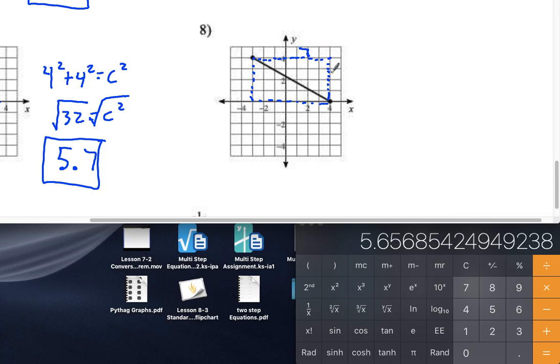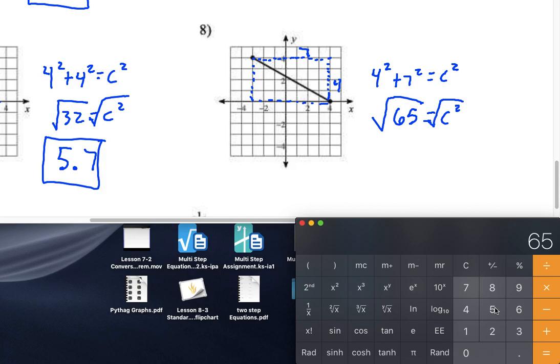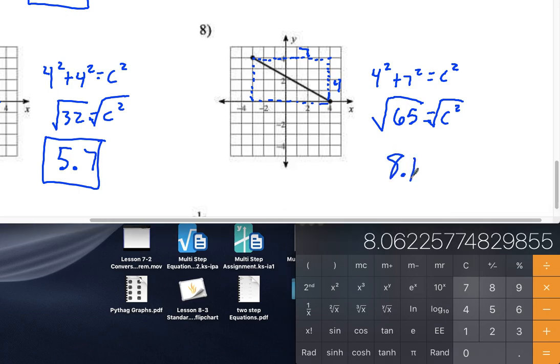And then this is 1, 2, 3, 4. So 4 squared plus 7 squared equals c squared. 16 plus 49 would be 65 equals c squared. I think we already saw that number, didn't we? I don't know why this program duplicates itself so much. The square root of 65 is 8.1. Yep, we've already seen that answer, 8.1.